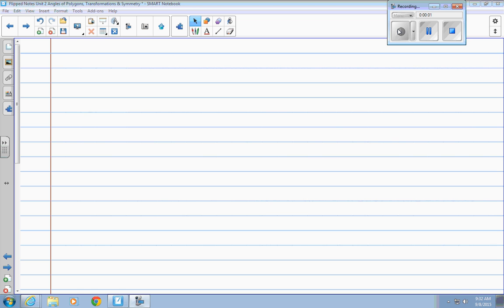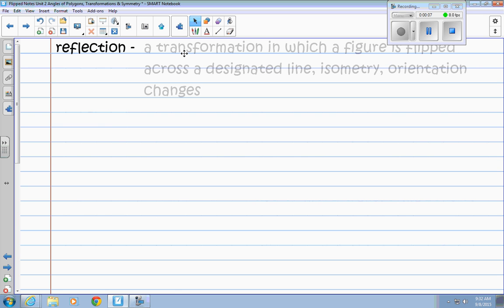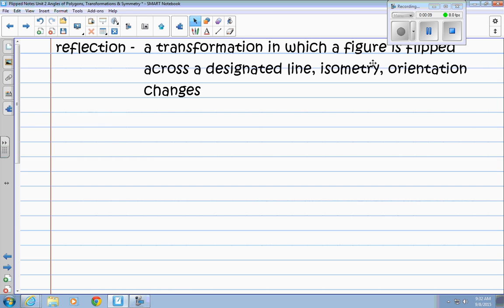In tonight's notes, we continue talking about different types of transformations, and tonight's topic is the reflection. A reflection is a transformation in which a figure is flipped across a designated line. This is also an isometry, and the orientation does change. So that part is different from the translation. So while it is an isometry like the translation, the orientation changes unlike a translation.